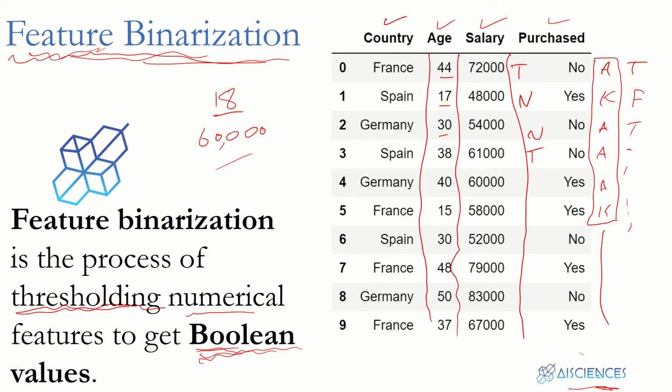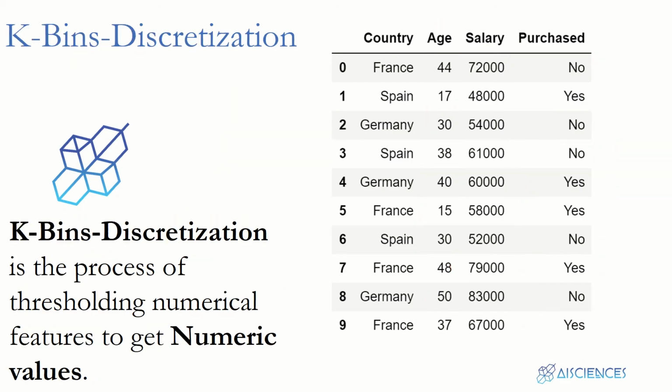Okay, so this is feature binarizer. Now what is K-Bin-Discretizer, and why are we explaining these both concepts in one video? Because these both concepts are very interlinked. In feature binarizer you convert your data to Boolean values. In K-Bin-Discretizer you convert your data into numeric values. Now what do we mean by this? The rest of the procedure is exactly the same.